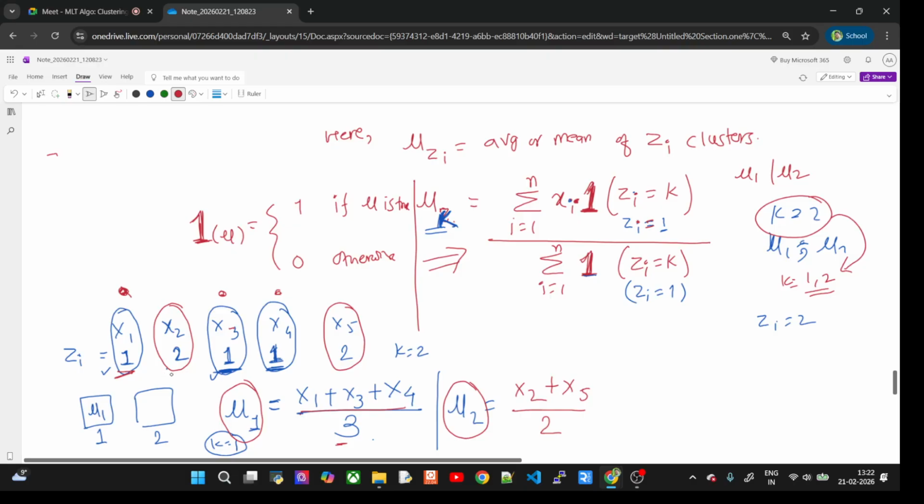Same way for mu2, x2 and x5, because they have cluster indicator 2. So x2 plus x5 divided by 2. So this way you can get the mean of cluster 2, mu2, and mu1.